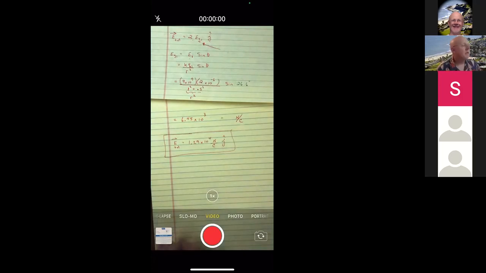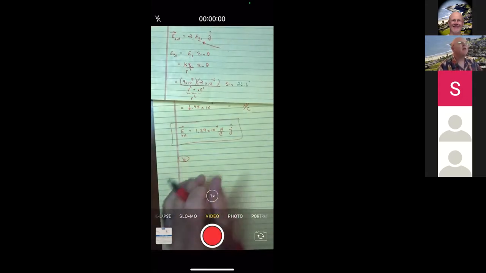I was thinking there might be a part 2 to this. So that's A, determine the electric field. And then B, and actually let me check A before I go a little further.